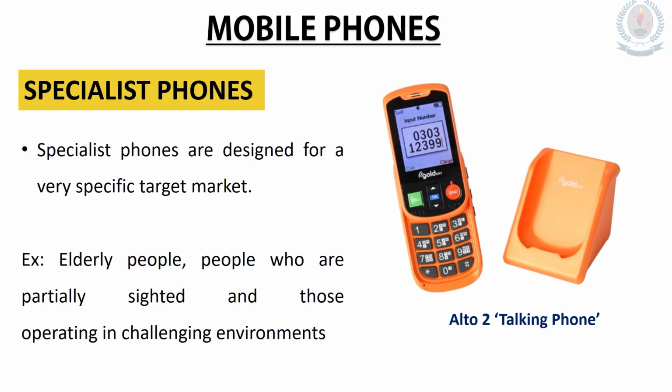In this picture, you can see Alto 2 talking phone. This is a specialist mobile phone which is designed for blind and partially sighted people.